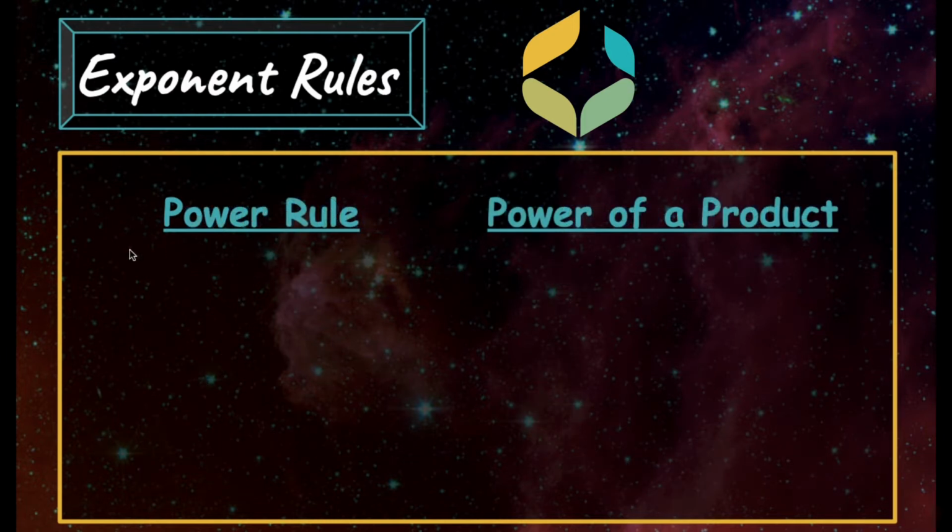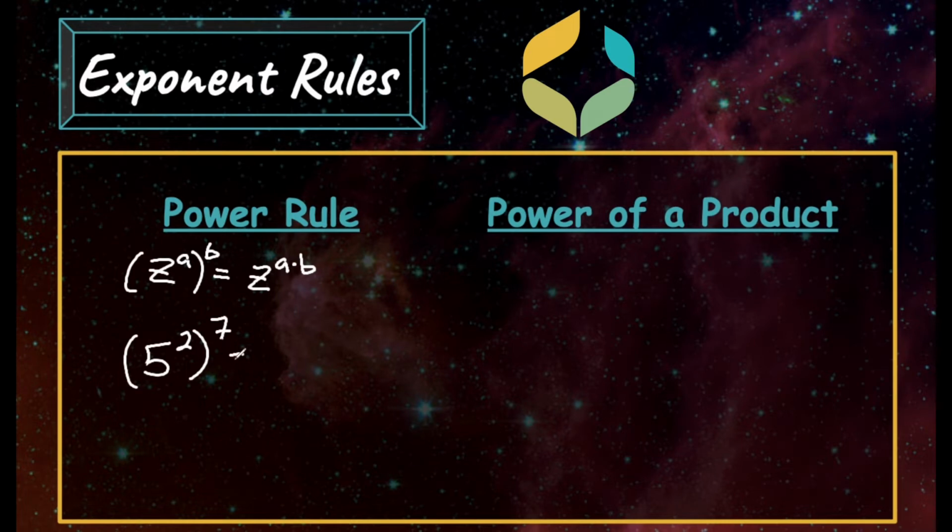The power rule tells us that when we have an exponent raised to an exponent, we have to multiply those two exponents. So if we had z raised to the power of a raised to the power of b, the way that we simplify this is by multiplying those two exponents together. So let's say we had 5 raised to the power of 2 raised to the power of 7. What we would have to do here is multiply the two exponents together, and we would get 5 to the power of 14.